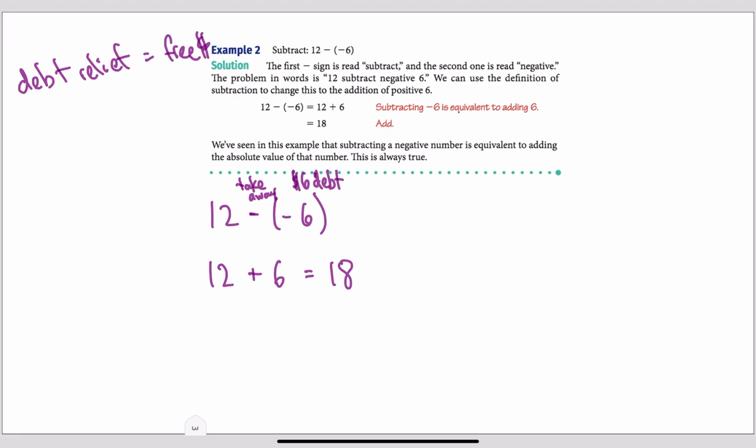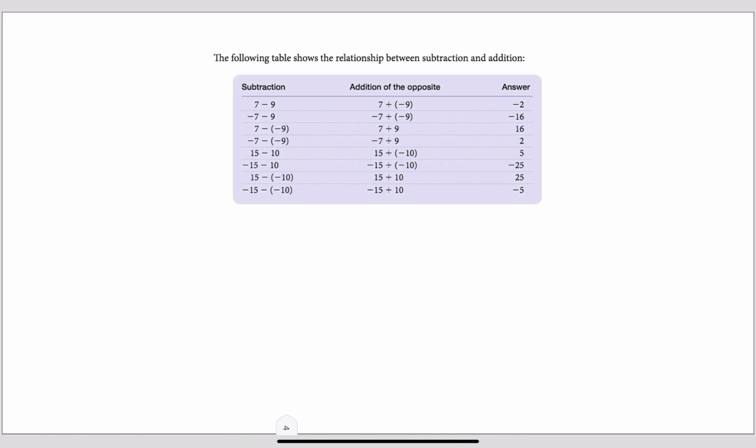And so this is why sometimes we say a negative next to a negative makes a positive. Because what we really mean is if you're taking away debt, that's like getting something for free added to you. So hopefully that kind of makes sense, and with some practice you'll get it and ask any questions you have. So have a look at this table here. We'll just look at a couple of these together.